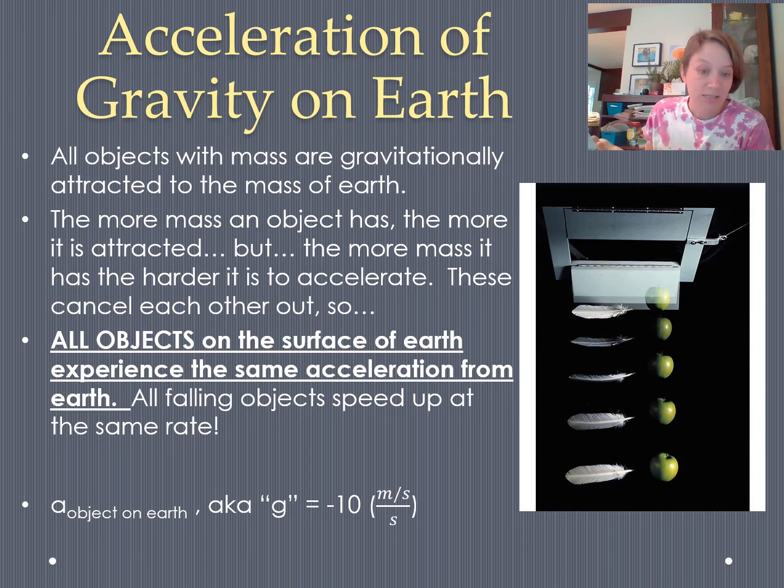And that acceleration has a value. The value of the acceleration of all objects on Earth is -10, and that comes from a bunch of fundamental constants, which is kind of interesting. But for now, you just need to know in this class that the acceleration of every object on Earth due to gravity is -10 meters per second every second. This is known as little g, aka Earth's gravitational force field strength. And that's a constant that you will be using over the course of the year.